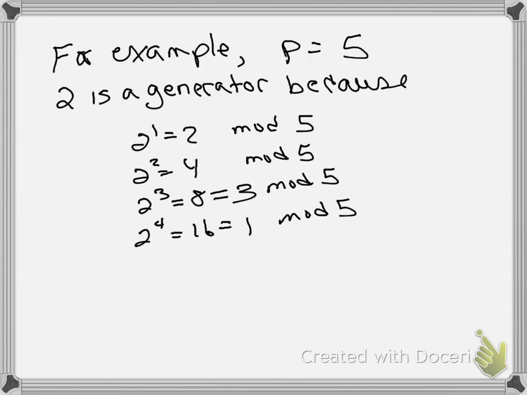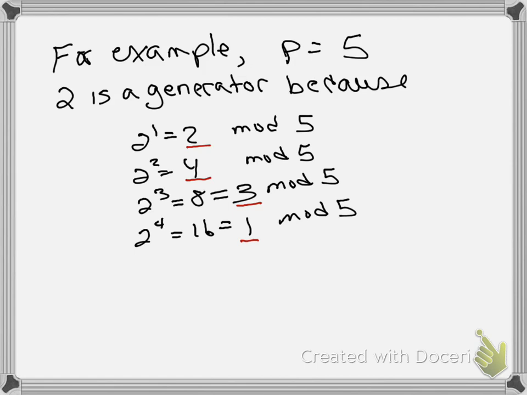So here's an example. So let's say P is equal to 5, and we'll use this because it's easy to do the calculations. And so 2 is a generator because when we raise 2 to different powers, so 2 to the 1 is 2, 2 squared is 4, 2 cubed is 8, but we take that mod 5 and we get 3. 2 to the 4th is 16, which mod 5 is 1.